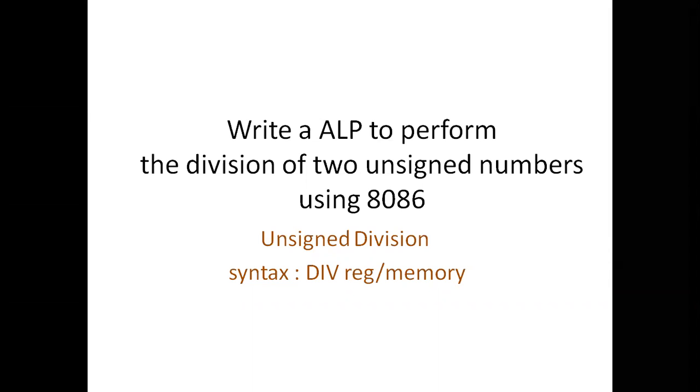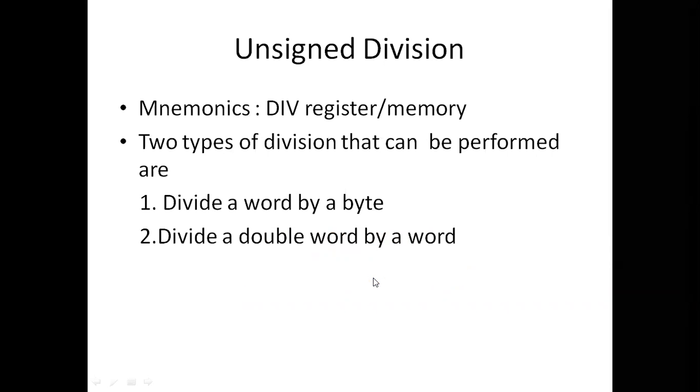The mnemonic used to perform the division of two unsigned numbers is DIV register or memory. Here are two types of divisions that can be performed. One is to divide a word by a byte, the other is to divide a double word by a word. The first one is a 16 by 8-bit division. The second one is a 32 by 16-bit division.